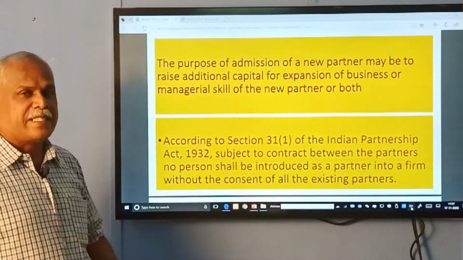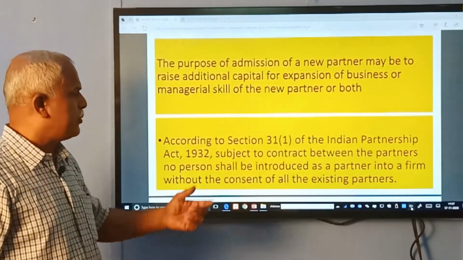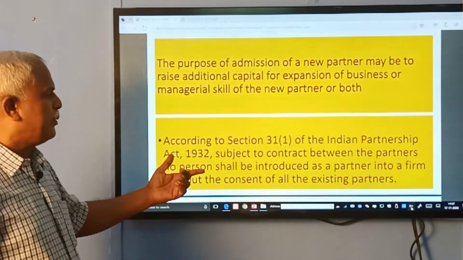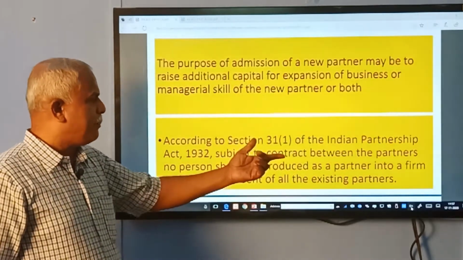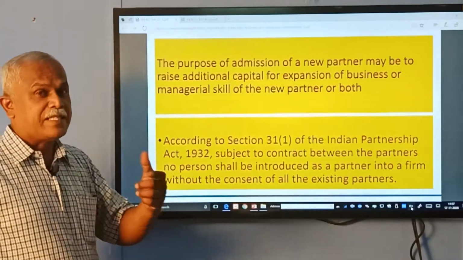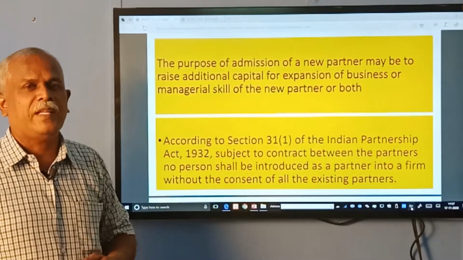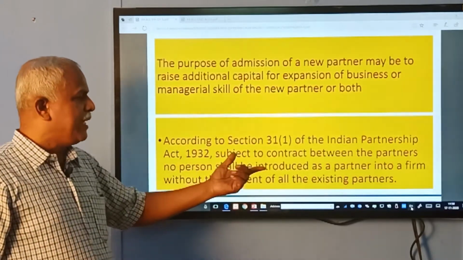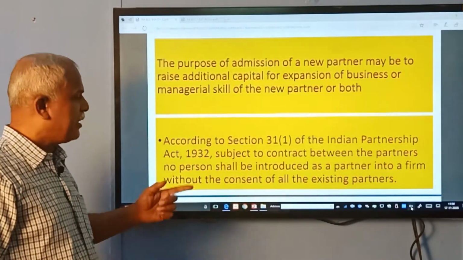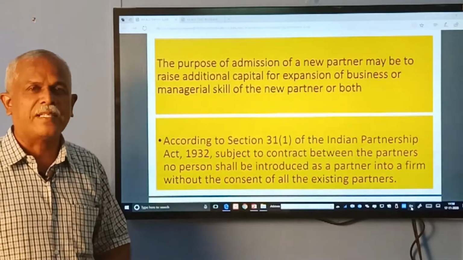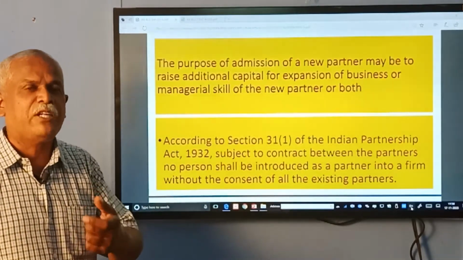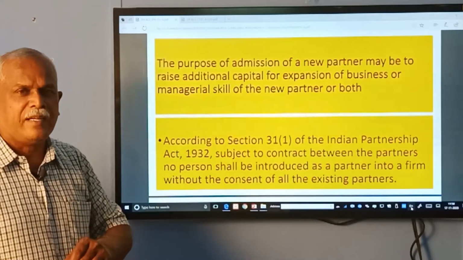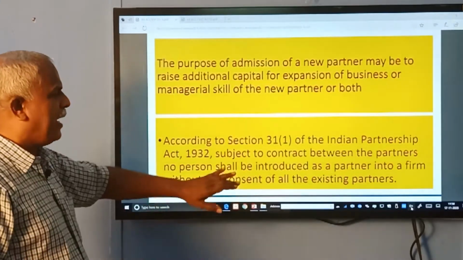As per section 31(1) of the Indian Partnership Act 1932, subject to contract between partners, because there is an agreement between the existing partners, no person shall be introduced as a partner into the firm without the consent of all the existing partners. That is nothing but a veto right. So, a new partner cannot be admitted until every partner agrees.